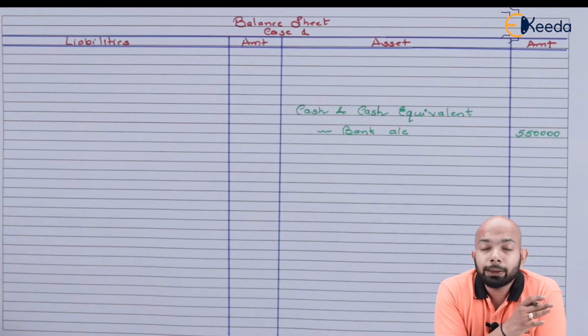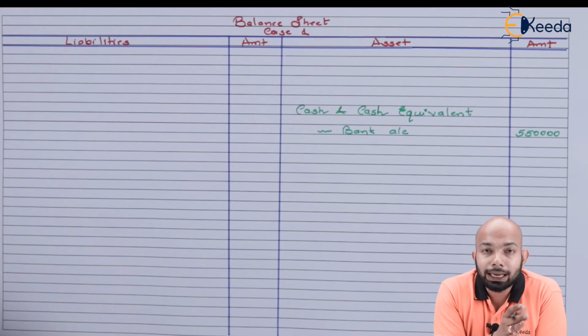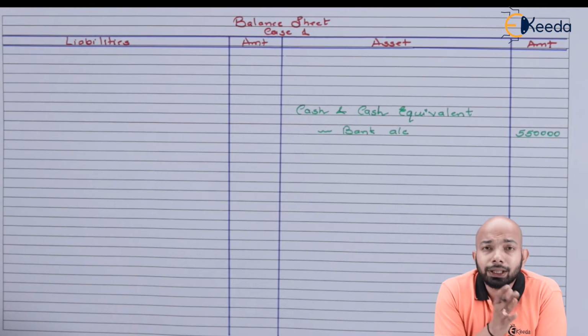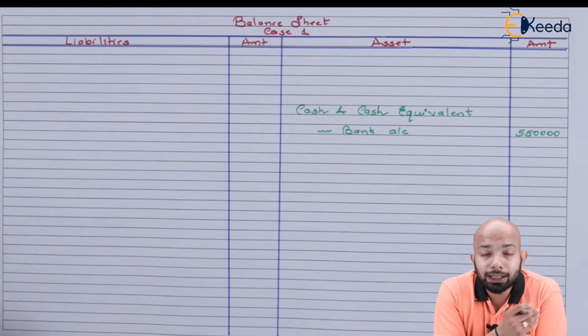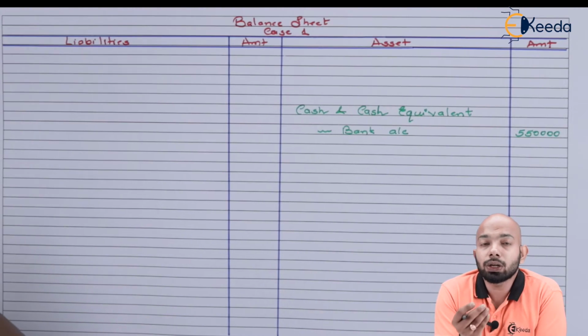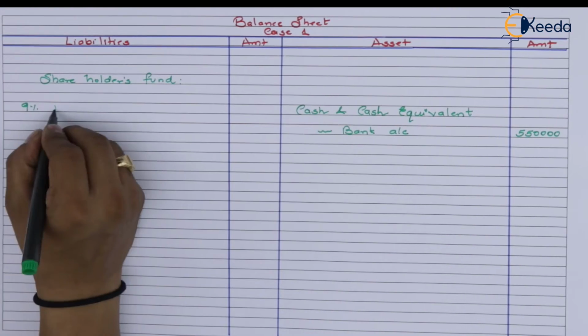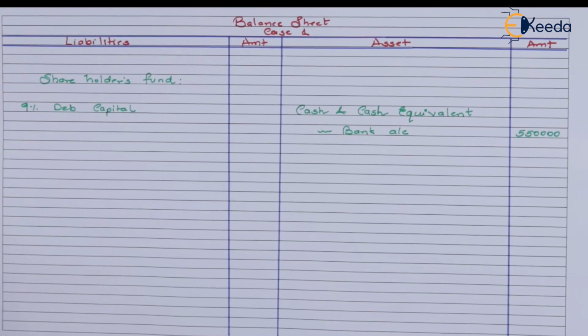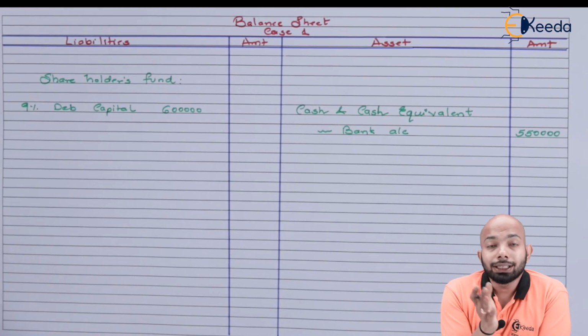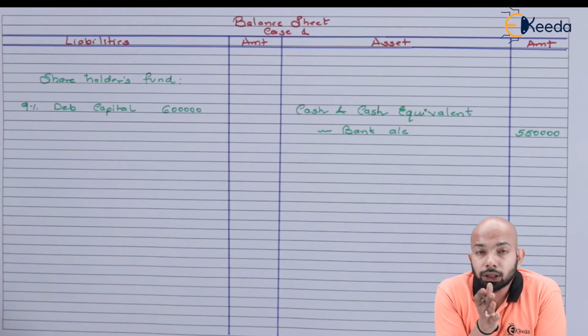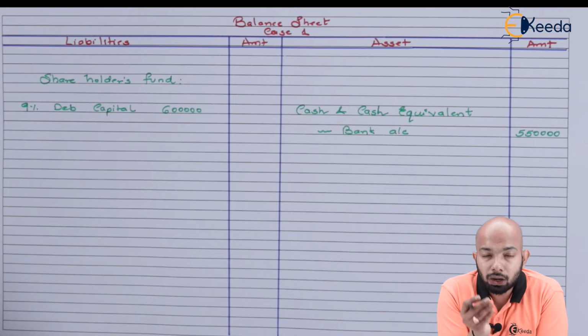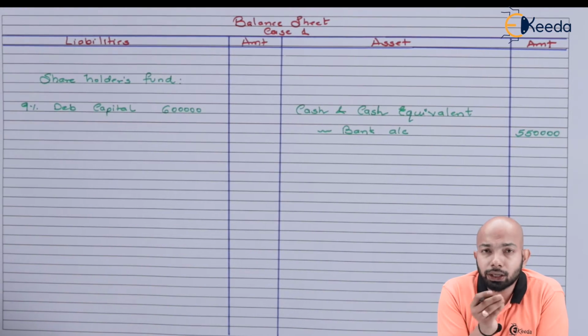Now we'll come to the liability side and prepare the total of the balance sheet here, which will have the total of debenture capital and the calls in arrears, which will be subtracted from it. So the 9% debenture capital total comes to around 6 lakh rupees. Out of that, some calls in arrears have to be subtracted. So let's mention that.